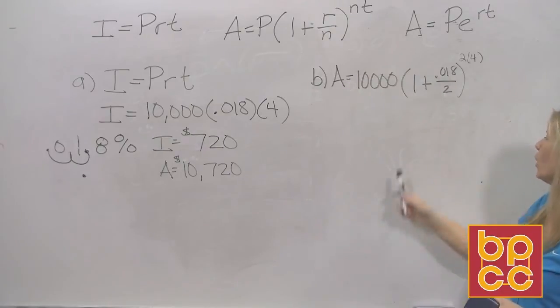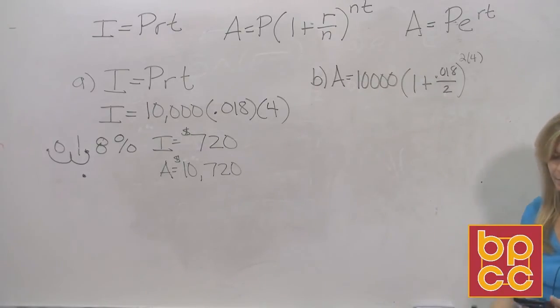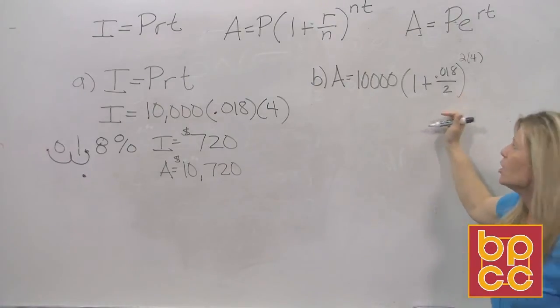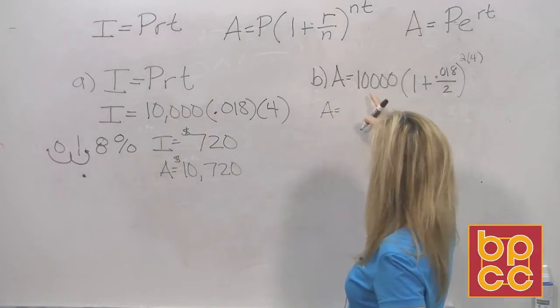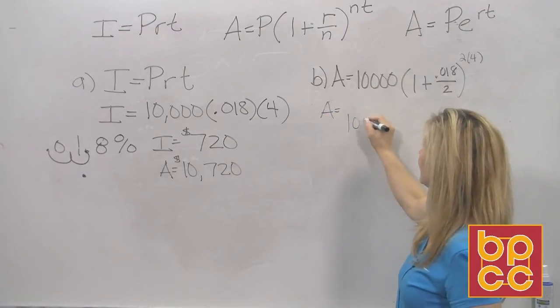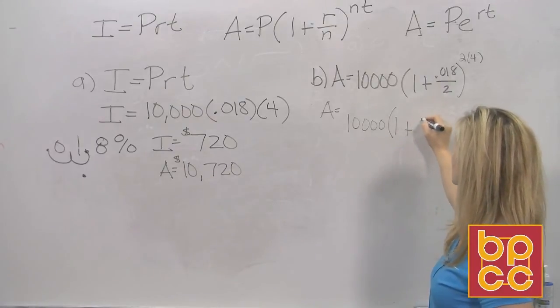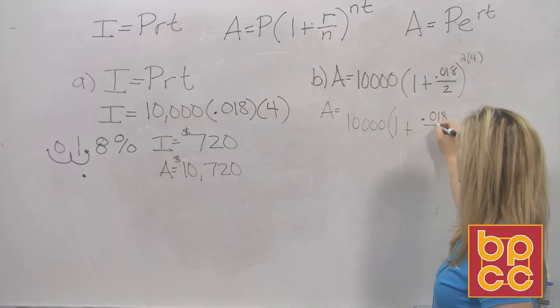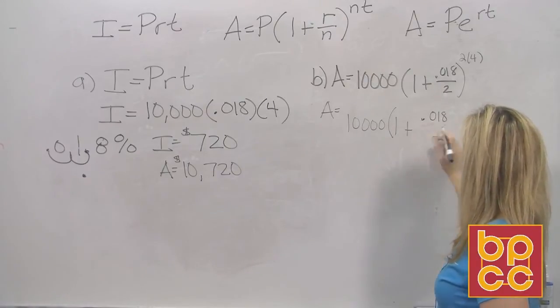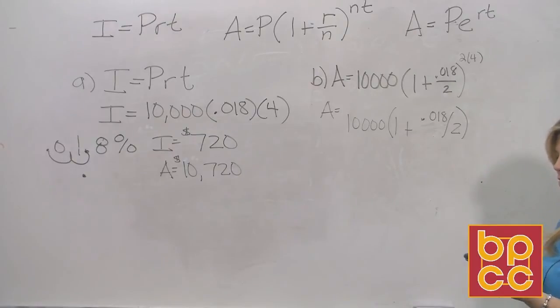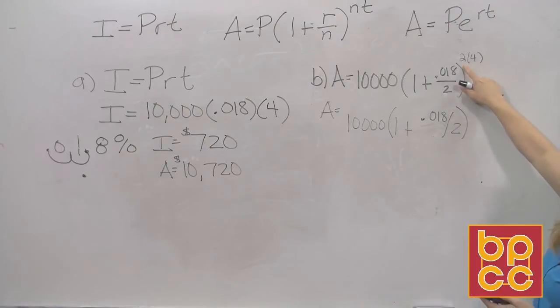Now, when we work this formula, we need a calculator. The reason why I wanted a good calculator is you type what you see. So when I go to type this in the calculator, I'm going to type exactly what I see. 10,000, open parentheses, 1 plus 0.018, divided by 2, close parentheses. And now here comes the problem. You have to be smarter than the calculator. The next thing going is an exponent.